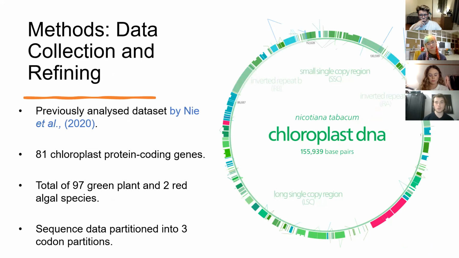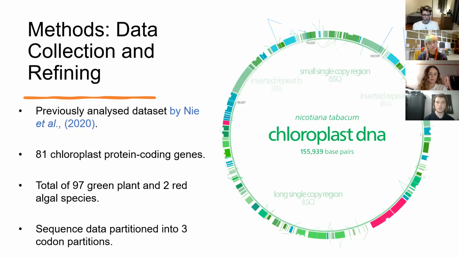To tell you what data this was made up of, it was essentially 81 chloroplast protein coding genes, for a total of 97 green plants and 2 red algal species. The 97 green plants were used across a variety of different green plant clades and different groups of green plants. And the 2 red algal species are used as an outgroup for these. To explain that, it is something more distantly related from the others that allows us to know once they diverged.